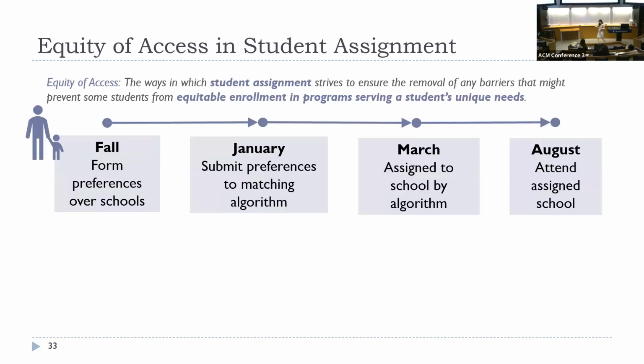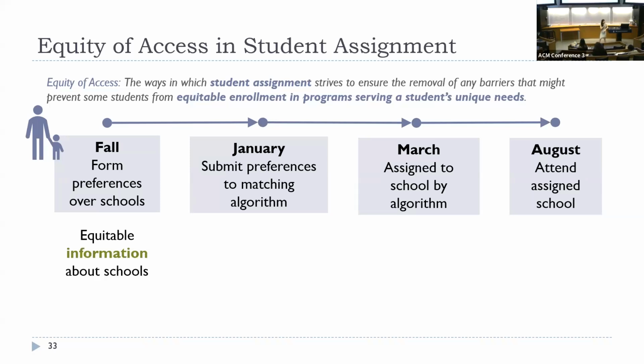And so if I take this lens, I can look at the entire process of student assignment and ask, what are these barriers to equitable enrollment? And look at, well, when families are forming preferences, I already said they have to rank order list 150 programs. That seems kind of crazy.